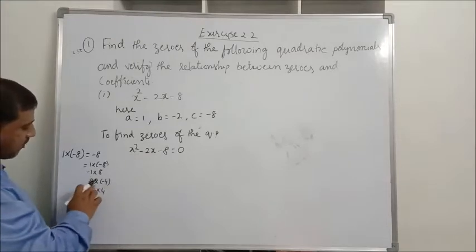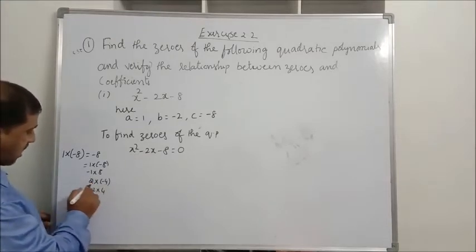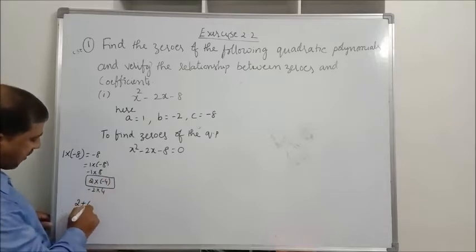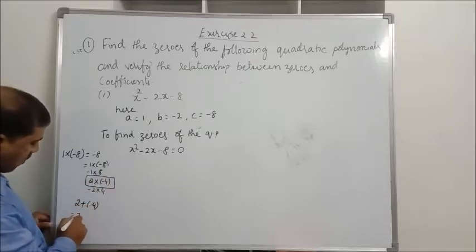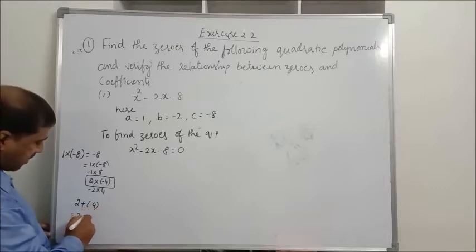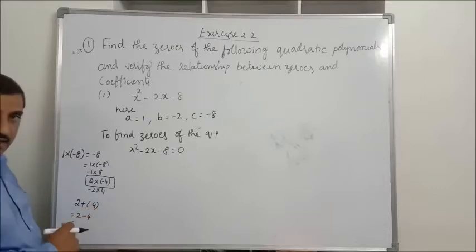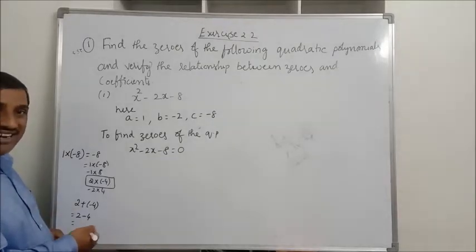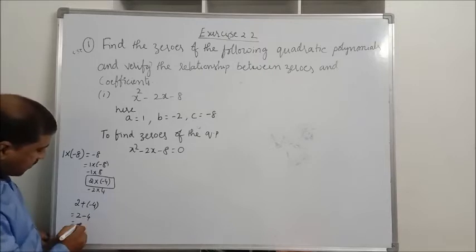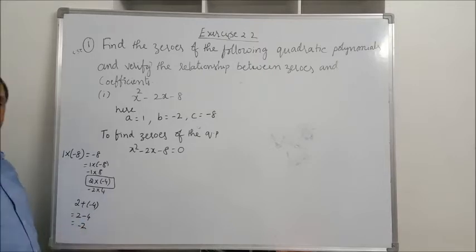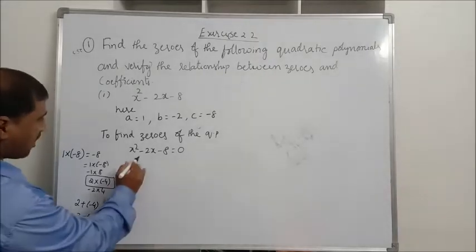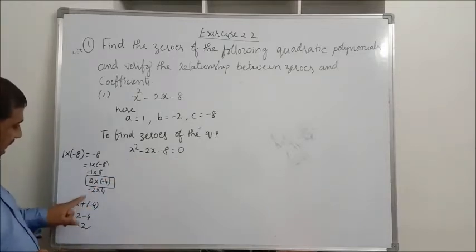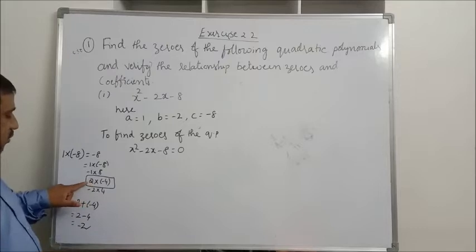2 and minus 4, by adding these two, what do we get? 2 plus of minus 4, that is 2 minus 4. Two integers we are subtracting here, so subtract the smaller number from the greater number and take the greater number's sign. 4 minus 2 is 2, and its sign will be minus, so minus 2. Now is it satisfied or not? The middle term is minus 2, and here we got minus 2 by adding the pair of factors 2 and minus 4.